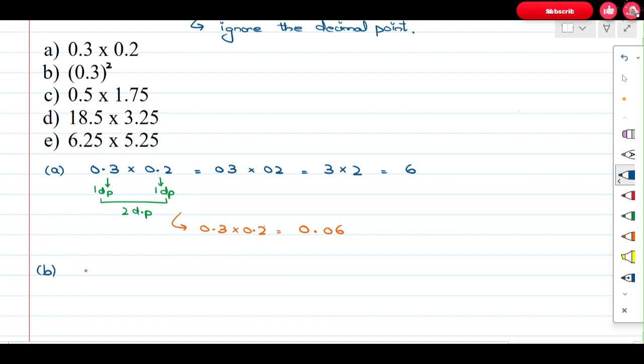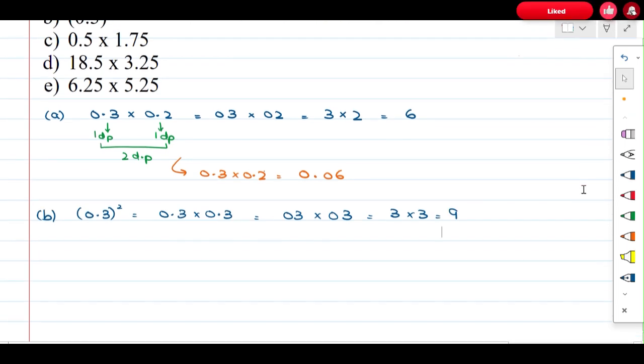Let me try this example. 0.3 whole square. How do we simplify this? So we can say 0.3 multiply 0.3. Again, ignore the decimal point. 0.3 multiply 0.3. 0.3 is basically 3 times 3, that is equal to 9.